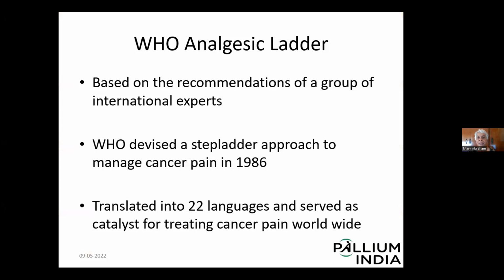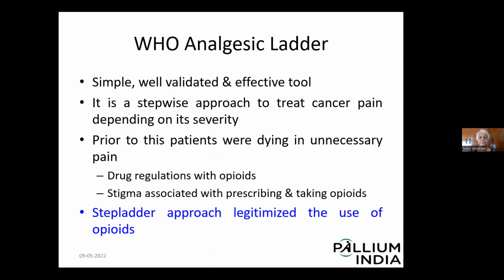Now, the WHO analgesic ladder was devised more than 30 years ago. It was a step to manage cancer pain, and it was based on the recommendations of a group of international experts. Over the years, it has been translated into 22 languages, and it has served as a catalyst for treating cancer pain worldwide. It has stood the test of time, and even today, we are following the WHO ladder. There may be a few modifications here and there, but by and large, we're following it.